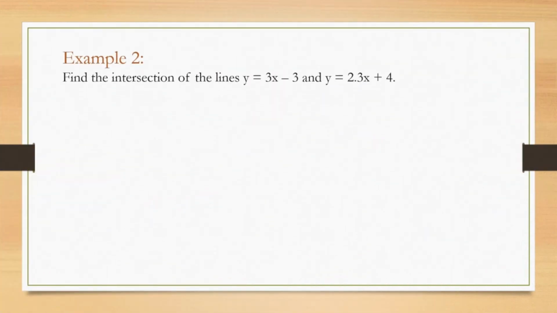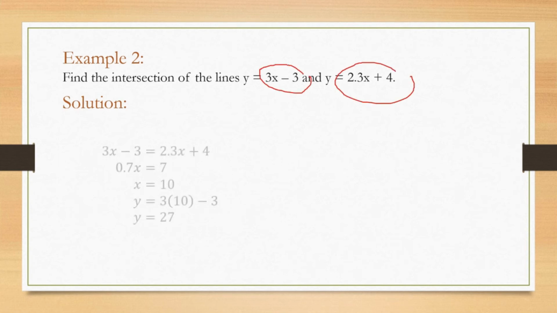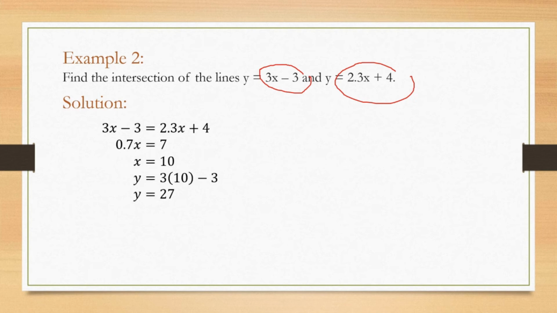Example 2. Find the intersection of the line y equals 3x minus 3 and y equals 2.3x plus 4. For this question, we should equate both of these equations to get the value of x, which is finally x equals 10. After getting the value of x, we can substitute it into one of the equations.